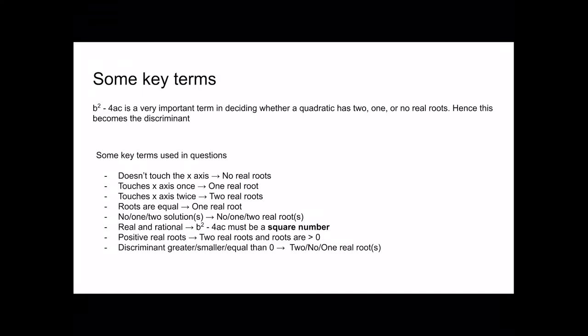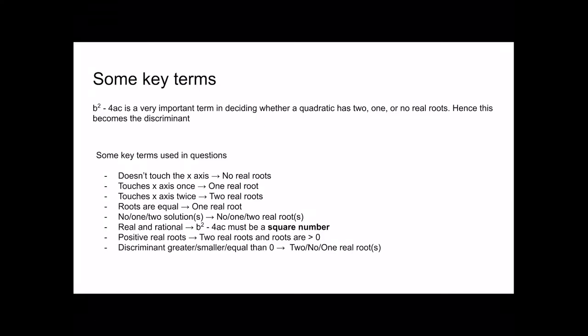The word rational basically means that b squared minus 4ac must come out to be a square number. For example, a square number would be 64. If b squared minus 4ac equals 64, then the roots are real and rational, because 64 is a square number and the square root of 64 equals a whole number, which is 8.